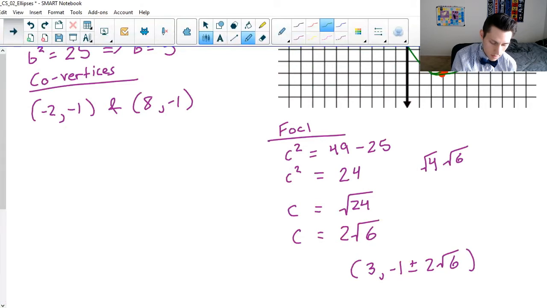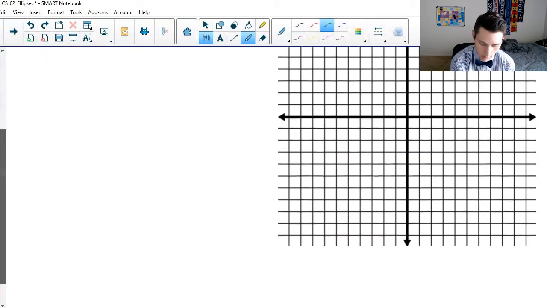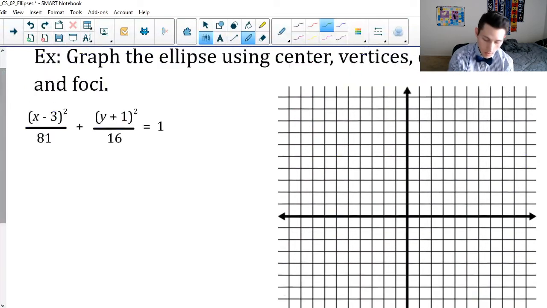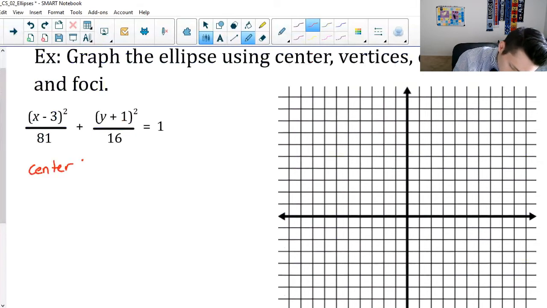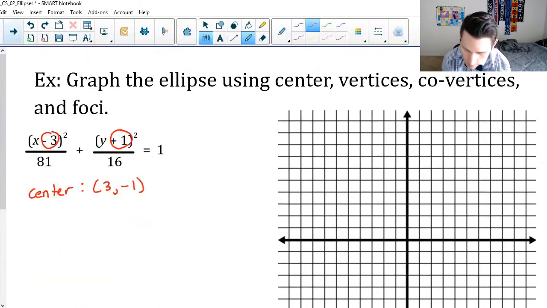Okay, so we have to know and intuit what our shape should look like. Let's try that again, just to make sure we have it down. So starting off, center is 3, -1. Right, and that just comes from just like what we did with the circles. And actually this is the same center as last time.